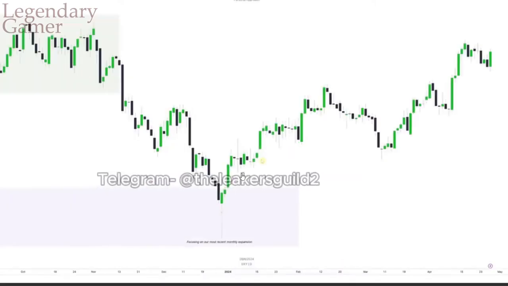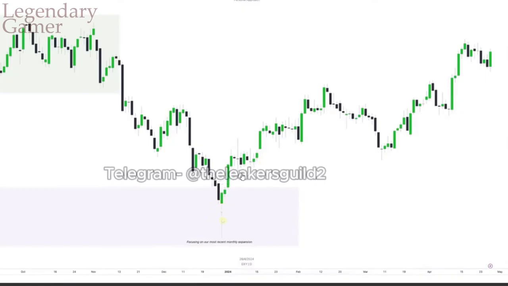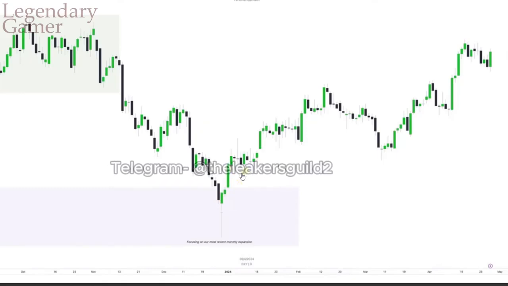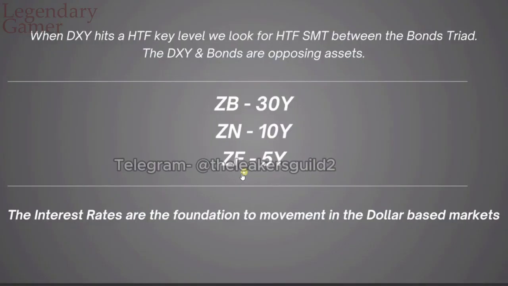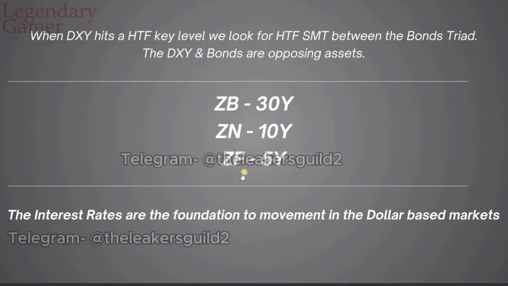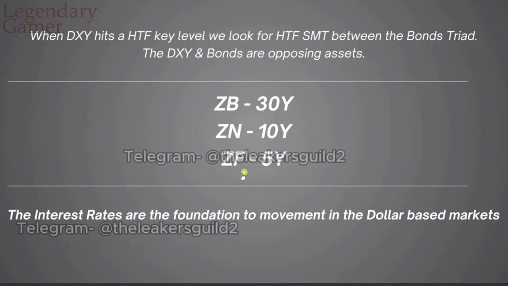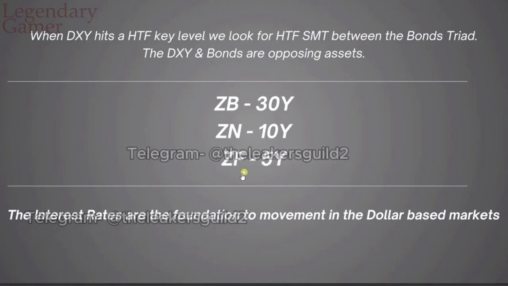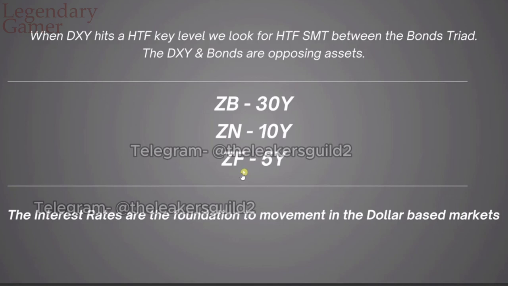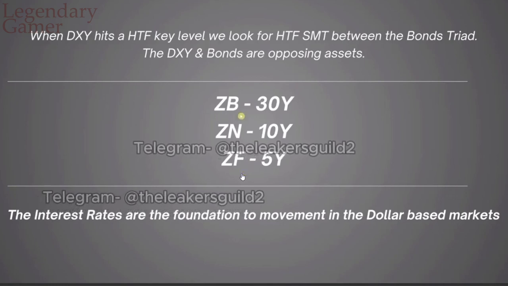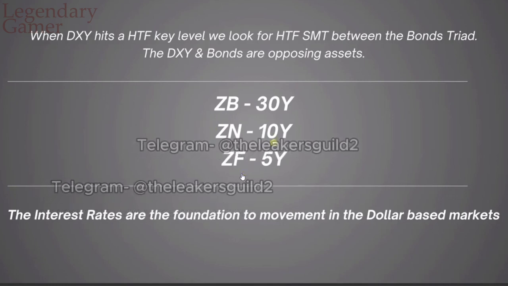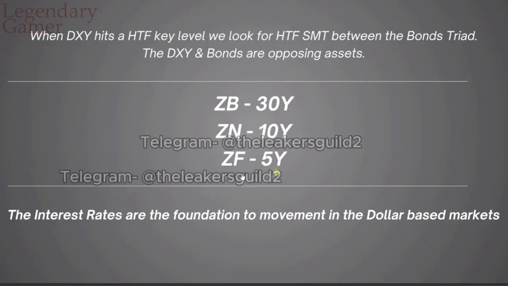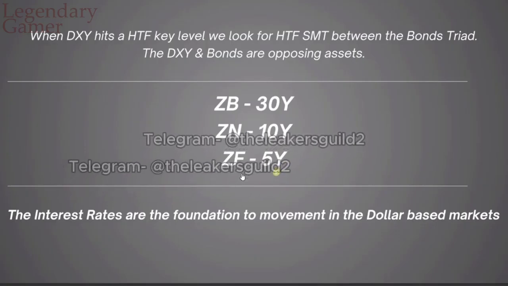We've got a daily time frame over here. So we're focusing on this most recent monthly expansion, right? So what are we gonna do once we hit a higher time frame key level? We are actually gonna be using the bonds triad. So when DXY hits a higher time frame key level, we're going to be looking for that higher time frame SMT between the bonds triad. The DXY and bonds are opposing assets, so I've got the symbols over here for the 30-year, 10-year and the 5-year bonds, and interest rates are the foundation to movement in the dollar-based markets.